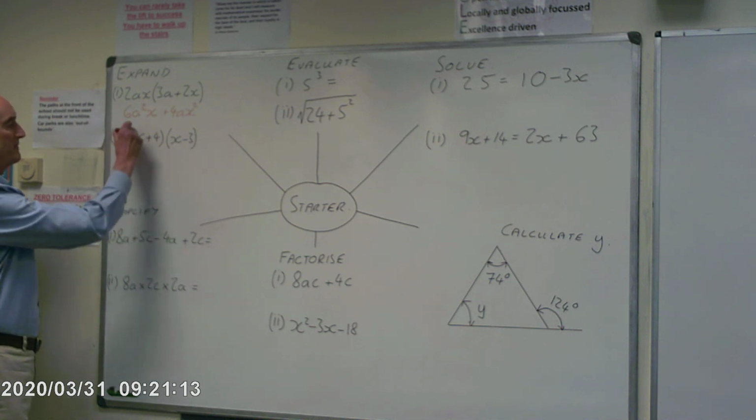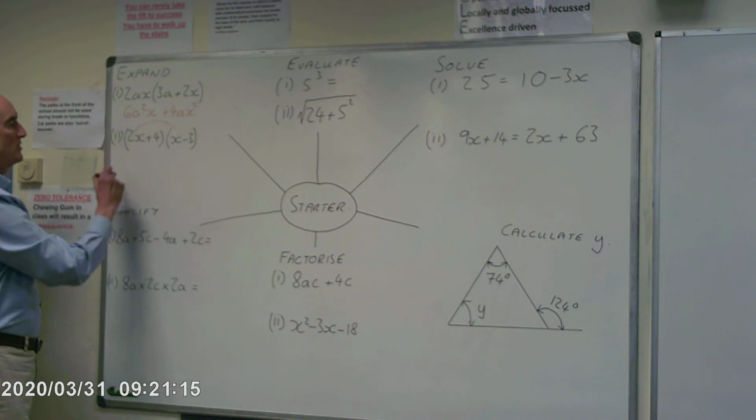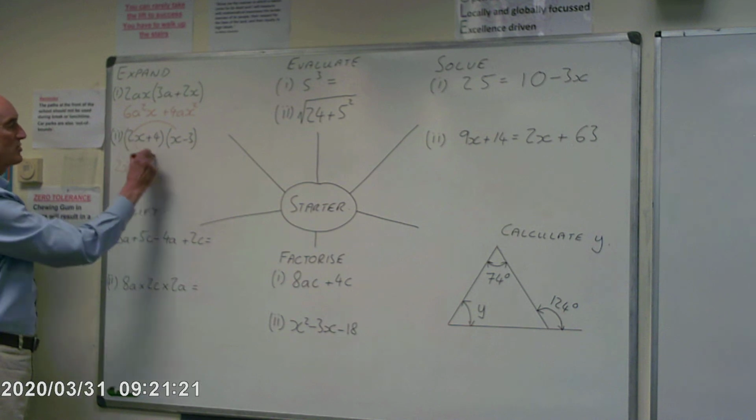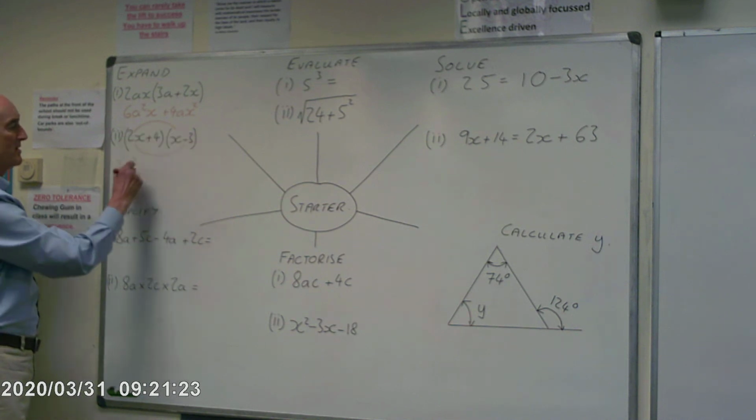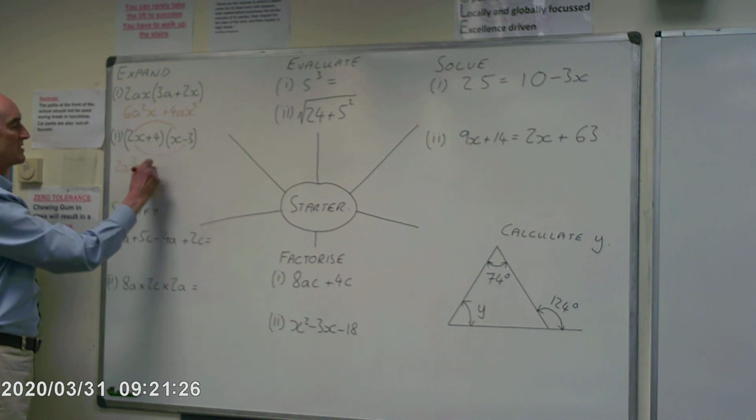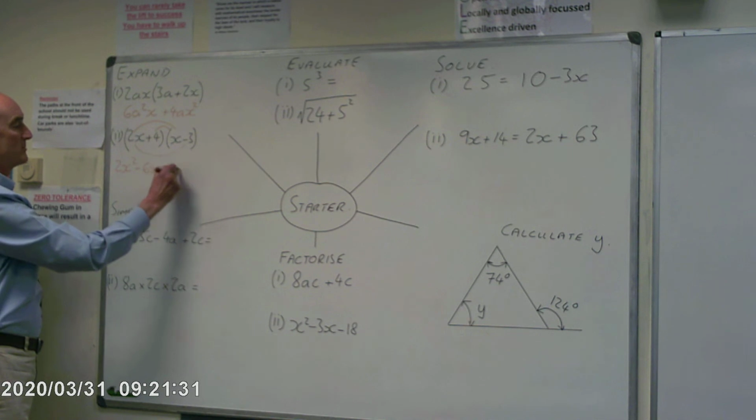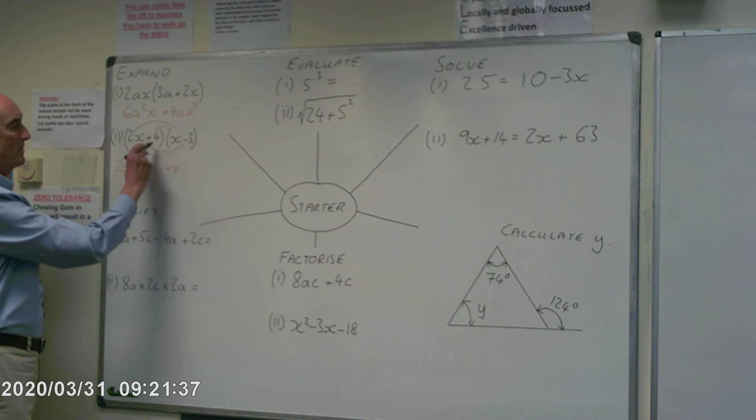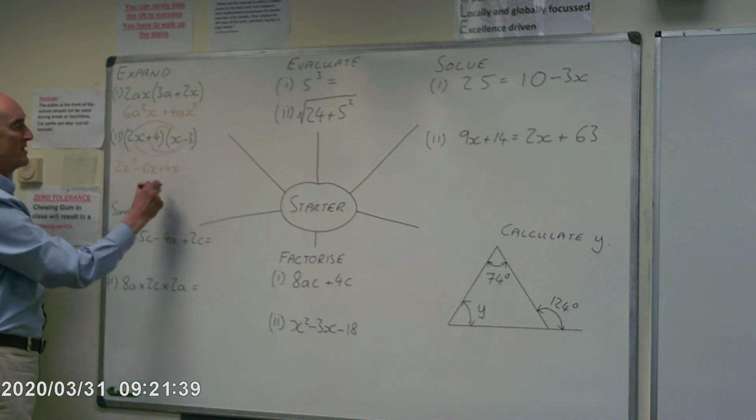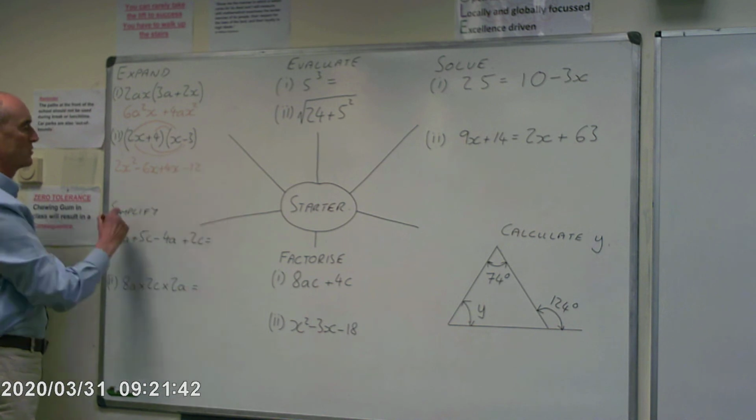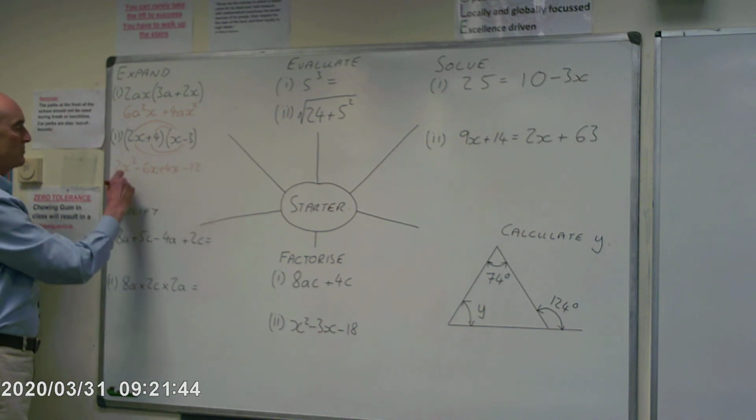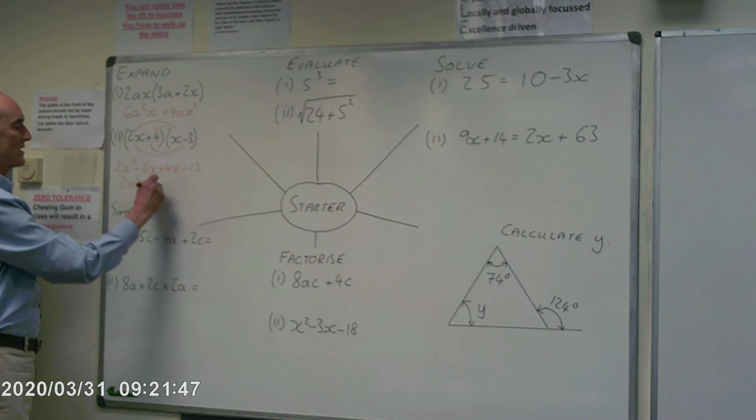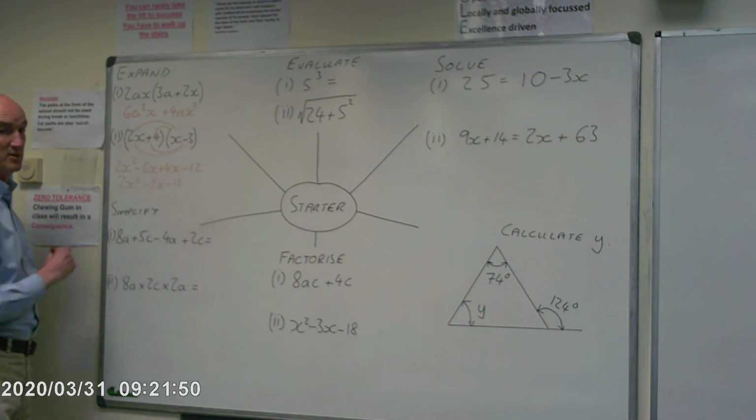Two brackets multiplied together: FOIL. First terms: 2x multiplied by x gives me 2x squared. Outside terms: 2x multiplied by minus 3 gives me minus 6x. Inside terms: 4 times x gives me plus 4x. Last terms: positive 4 multiplied by negative 3 gives me negative 12. Bring together the like terms: 2x squared minus 2x minus 12 is our result.